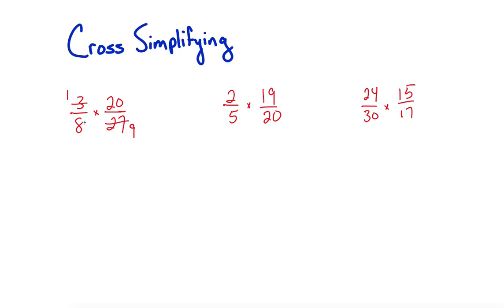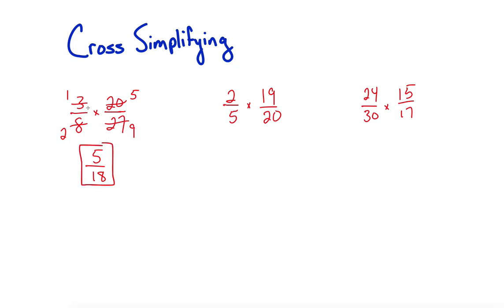Now, it just so happens I do the same thing here. What's the greatest number that goes evenly into both 8 and 20? Well, that's going to be 4. So 8 divided by 4 is 2, and 20 divided by 4 is 5. So now I'm just multiplying straight across here. 1 times 5 is 5, and 2 times 9 is 18. So there's my answer. I don't need to simplify because I simplified everything before I actually did the multiplication.